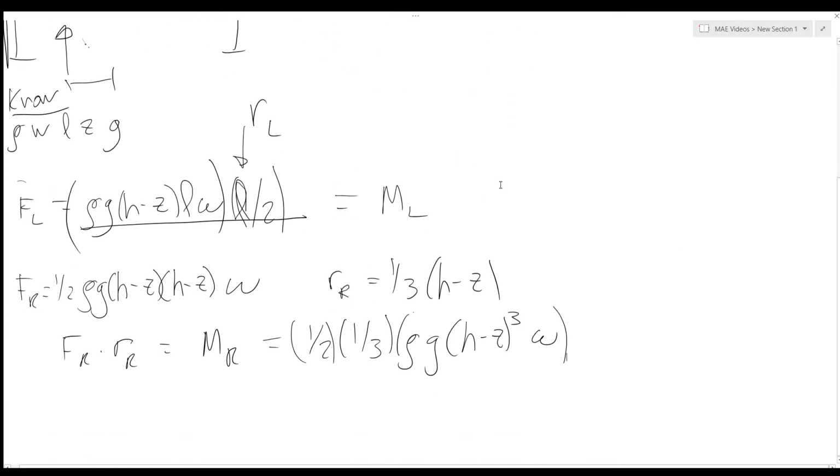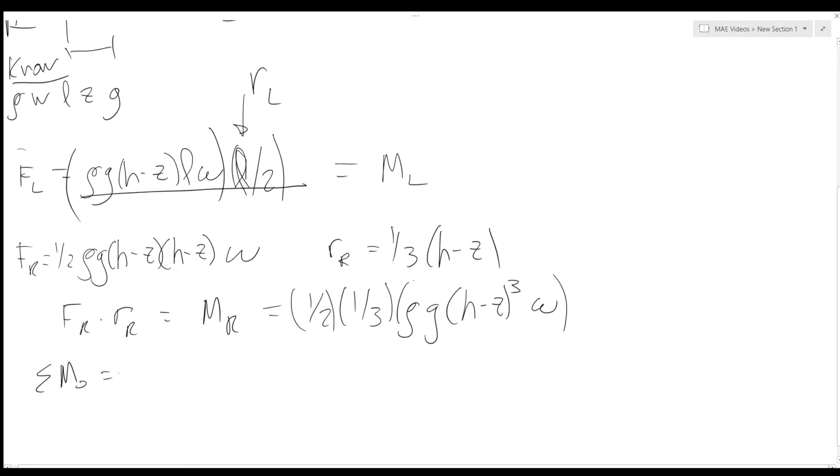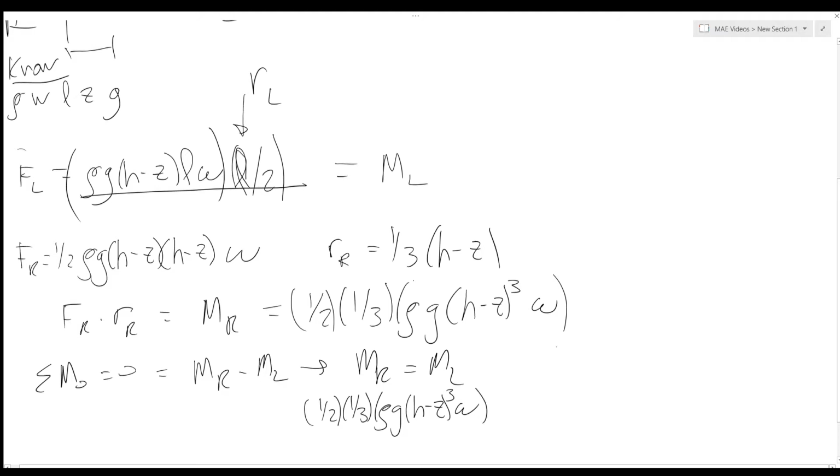So ultimately what we're trying to find is at what height the moment about this fulcrum point is equal to 0, which equals M_R minus M_L. So M_R has to equal M_L. Our M_R again is 1/2 times 1/3 times rho g (H minus Z) cubed times W. And that's going to equal our M_L, which we said was 1/2 times rho g (H minus Z) times W times L squared.